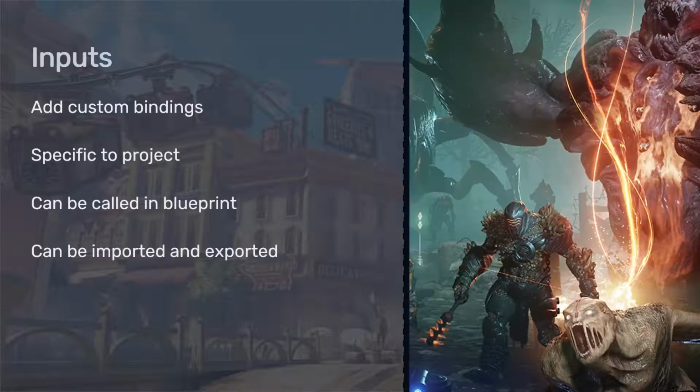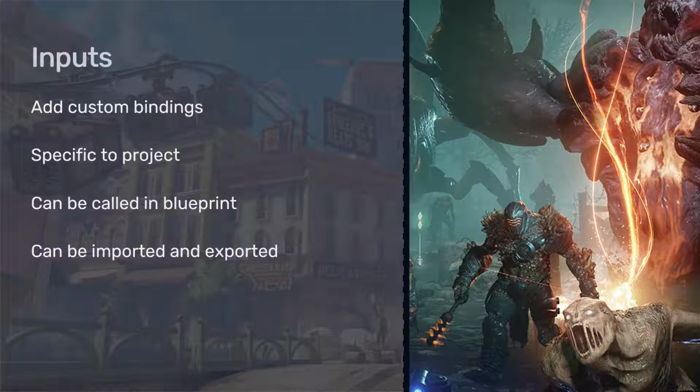What inputs are is they let you do a custom binding, so you can bind things to multiple inputs. It can be keyboard and mouse, it can be controller. So it's basically how you interact with your project, and how you set that up. The input manager in Unreal, and I call it the input manager, but it's actually called engine input. Once we get into the settings, I'll show you it. It allows you to add those custom bindings.